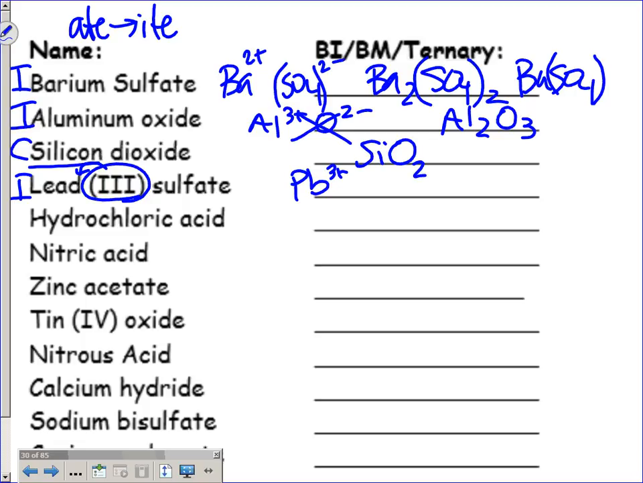Sulfate, again, is polyatomic or simple? It's polyatomic. So that ate ending is telling you it's a polyatomic. SO4, and the 2 minus is the charge. So crisscross, what do you get? Pb2(SO4)3. Give me a thumbs up if you got that one.